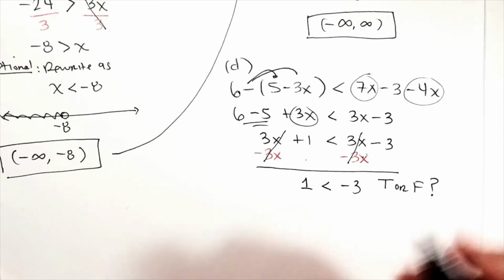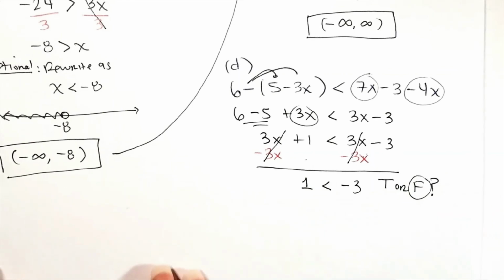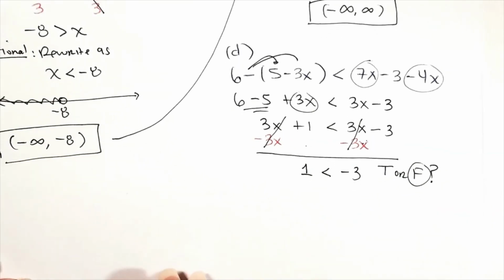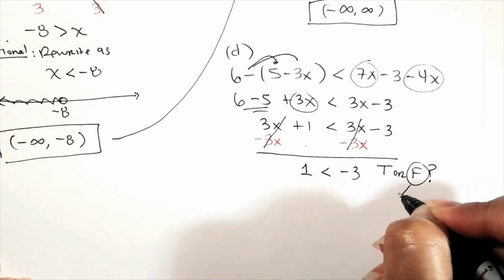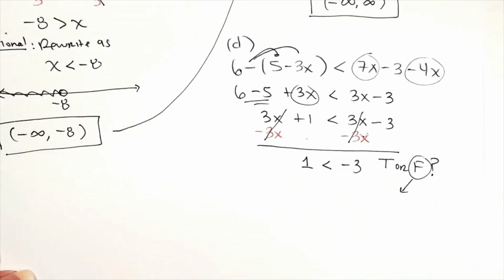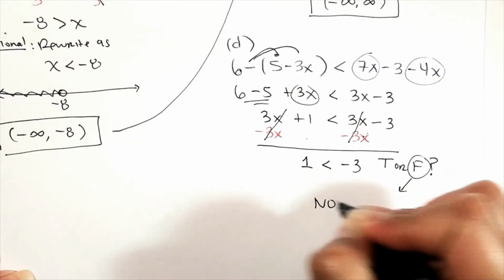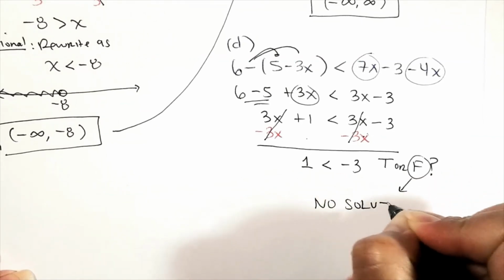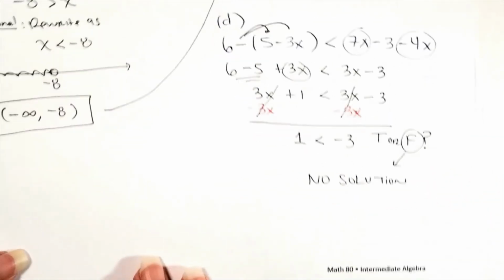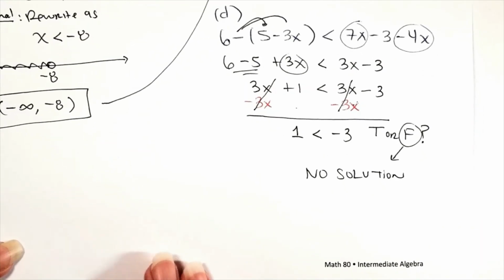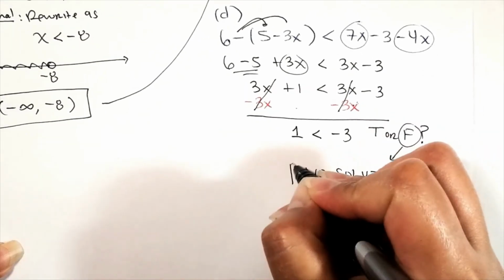It's actually larger. So the moral of the story is that if the variables cancel out and you end up with a false statement, then the inequality, or if we had an equation, has no solution. And now I'm like, okay, how do I write no solution in interval notation? You can't. Why not?